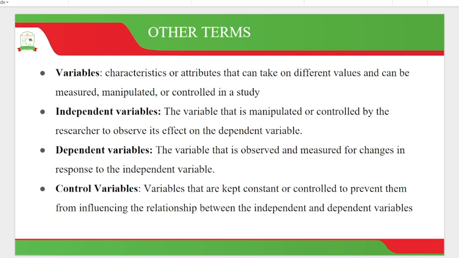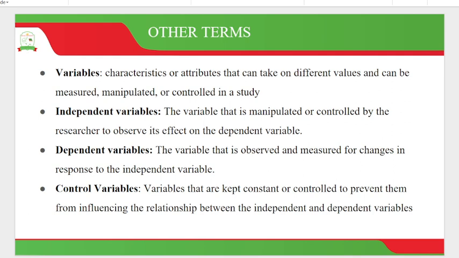For example, smoking. During a study, I can subject a certain group of people to cigarette smoking, and the other group I don't subject to cigarette smoking. So cigarette smoking becomes the independent variable. The effects of this variable are observed in the dependent variable. The dependent variable is observed and measured for changes in response to the independent variable.